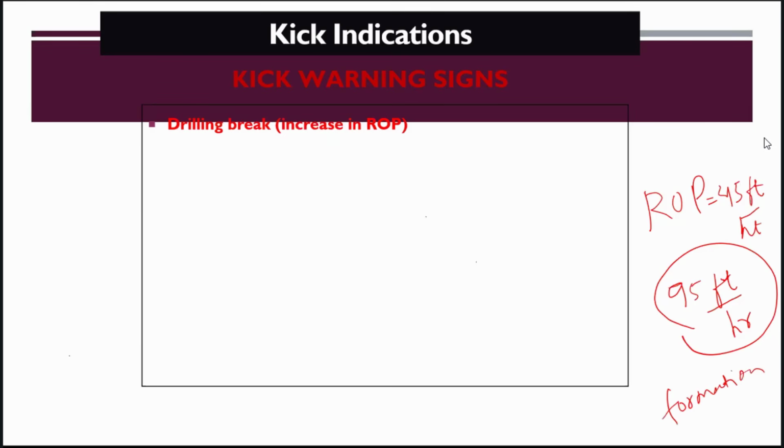Your formation is changing, as there are different layers of formation. Maybe there was a hard formation and now you went into a soft formation. That's why your ROP changed. But you need to check. It is not like you got a drilling break, an increase in ROP, and you have not taken care of it and are just drilling ahead. Don't do it. You have to stop and do a flow check.